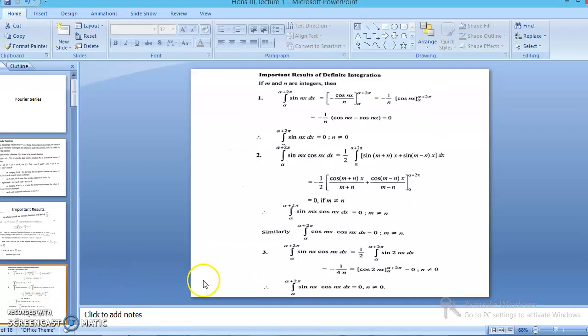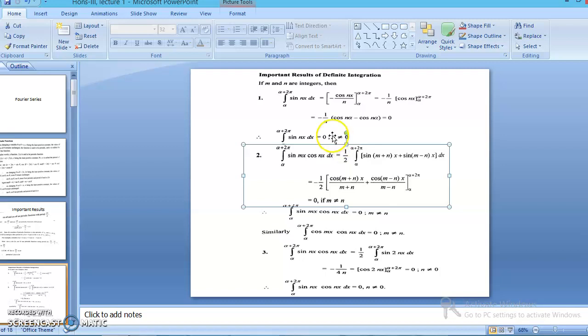Next we have some important results of definite integration which we read in class 12. You all know about these results. The first result is that when we integrate the function sine nx from alpha to alpha plus 2 pi, its value is equal to 0 when n is not equal to 0. We can easily prove this integration.